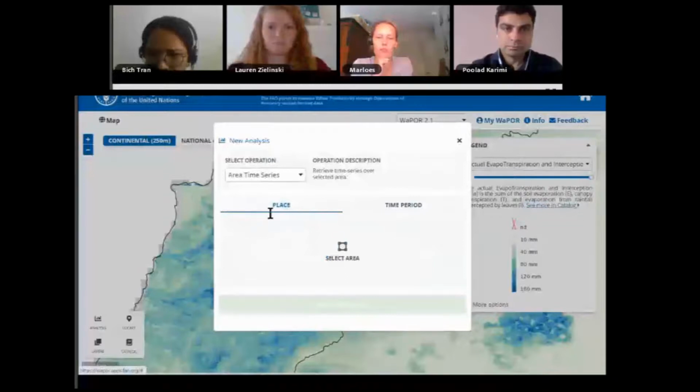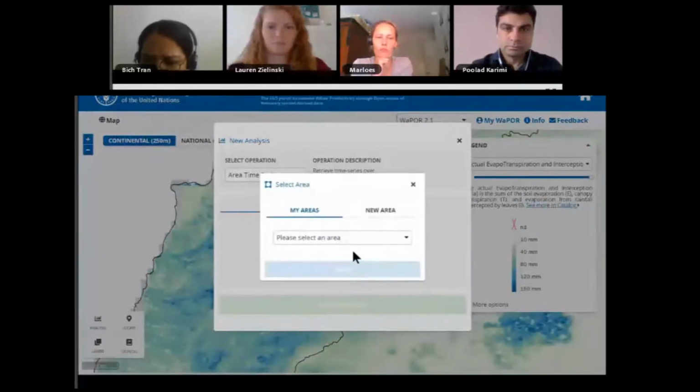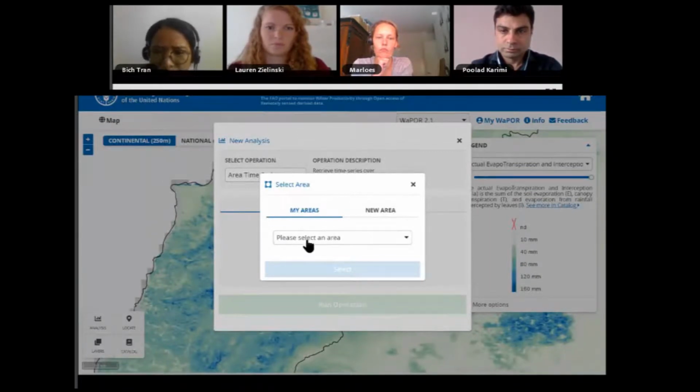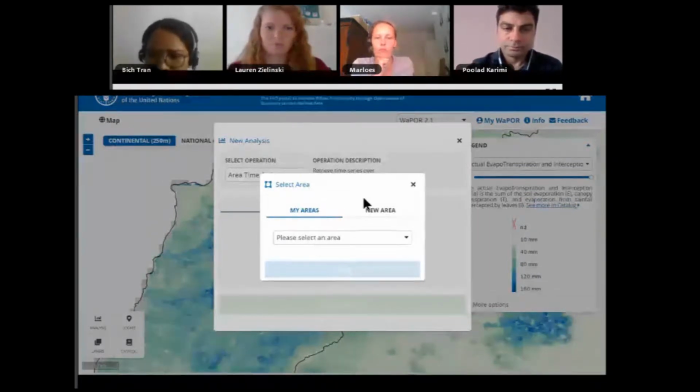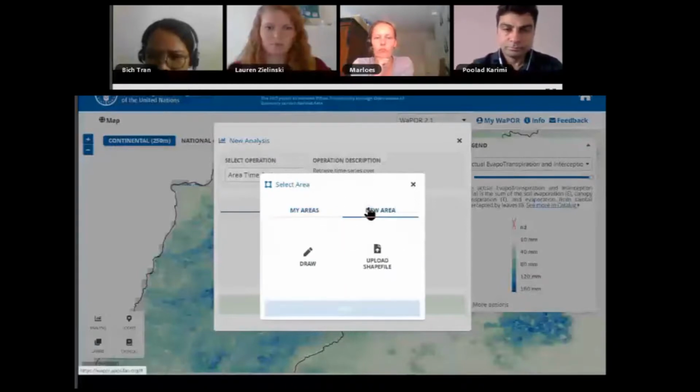Under the Place tab, click Select Area. You can choose an area that you have saved before in the My Areas tab or adding a new area. You have 2 options. One is to draw and second is to upload a shapefile. If you want to draw an area, click on Draw.